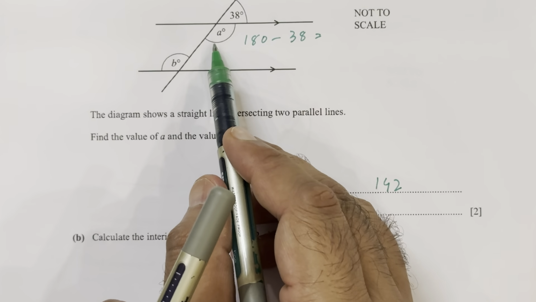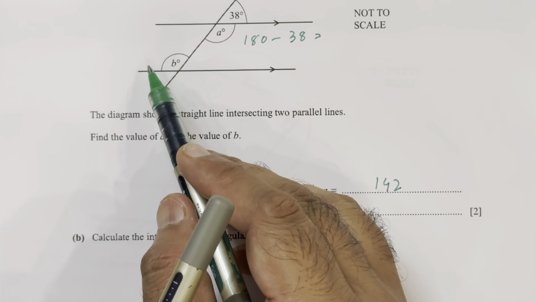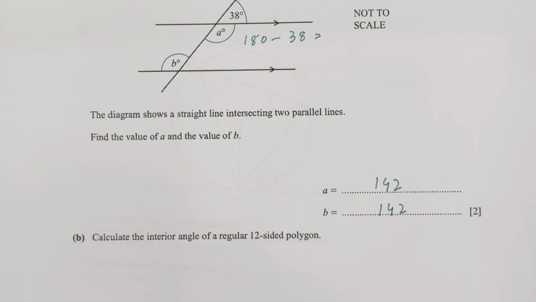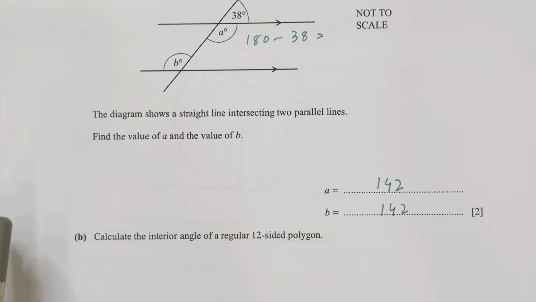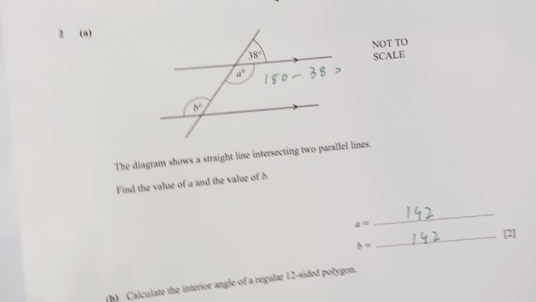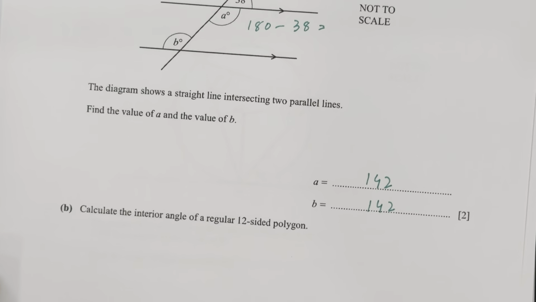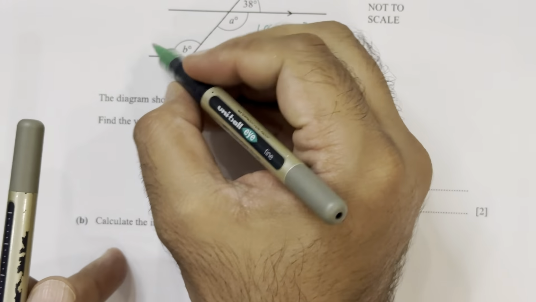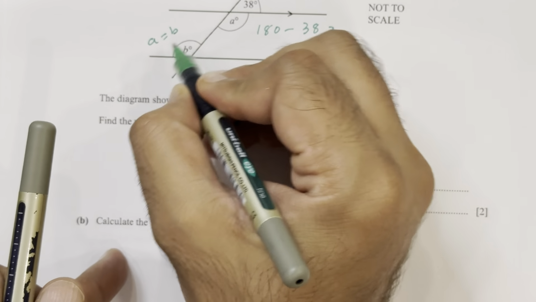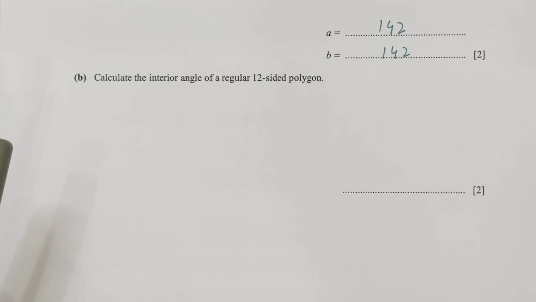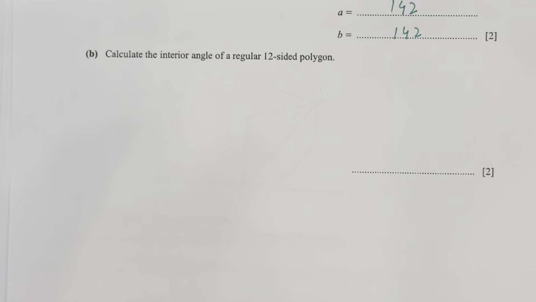And if this value is 142, then B would also be 142, because they make the same angle here. Next part is to calculate the interior angle of a 12-sided polygon. Here you can mention A is equal to B, because this angle is vertically opposite to this.